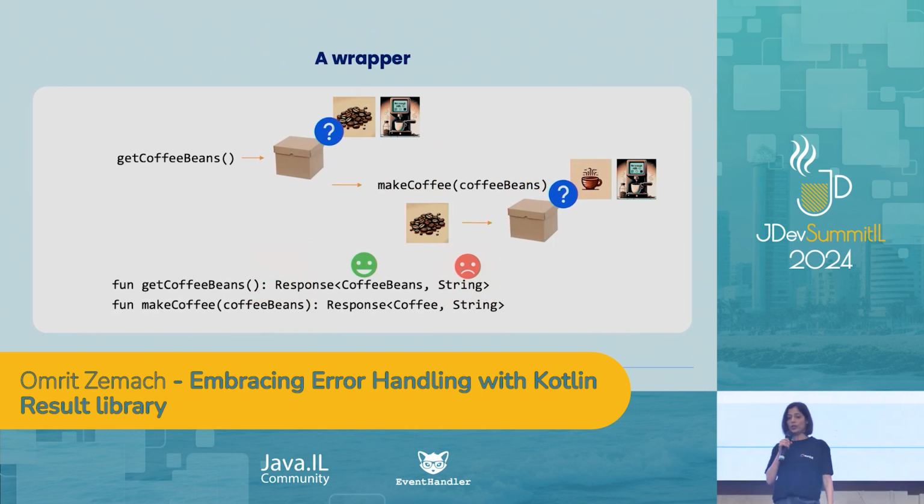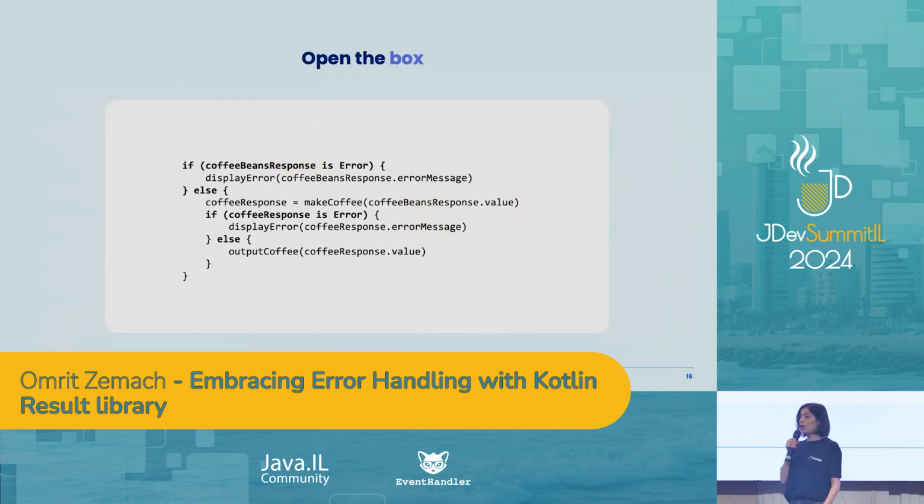So the first thing we would like to do is to encapsulate the success and error value in the wrapper. And now get coffee beans and make coffee both return a response with either success or an error message telling us what happened to the coffee machine. And think of this wrapper as a kind of mysterious box that until you open it, you don't know what there is inside. So one option is to open the box and to check if we have an error inside or a success. But we already saw that this leads us to a complex path, and this is not a possible solution.